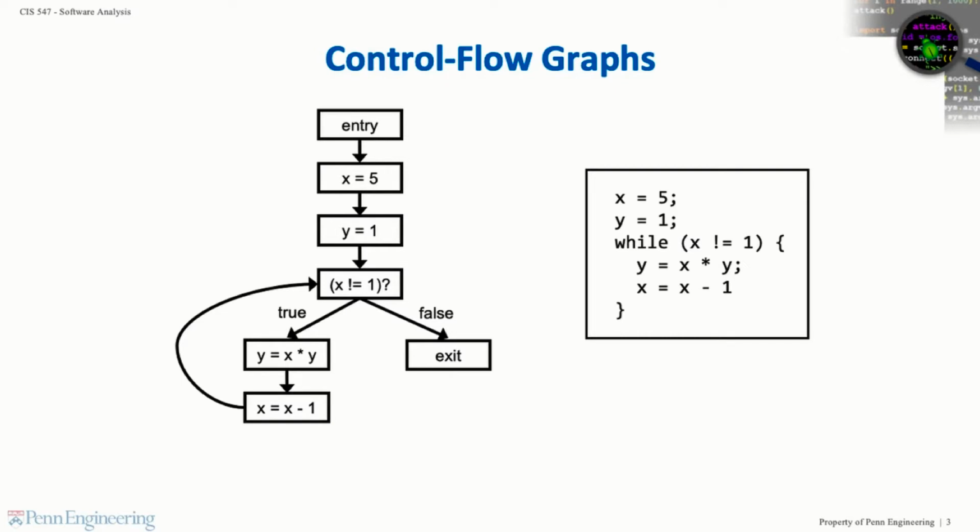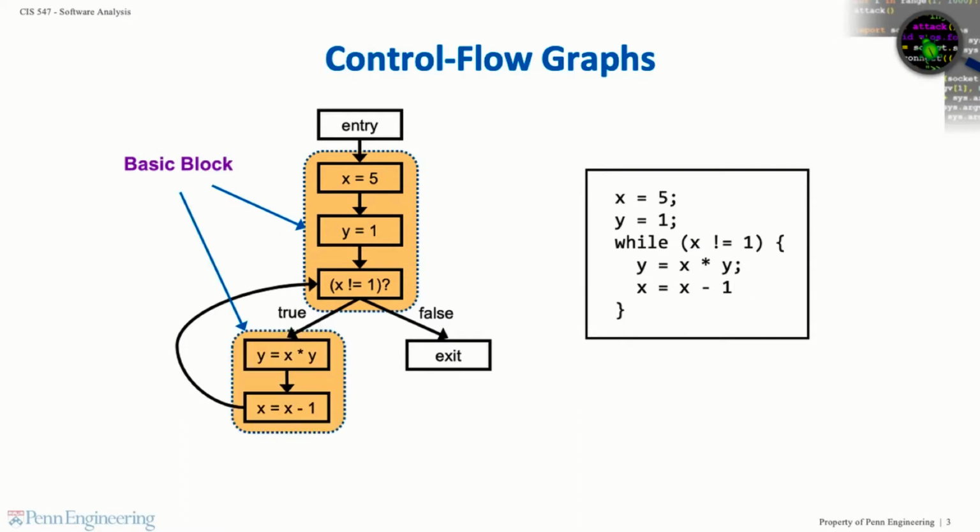In practice, a maximal straight line sequence of primitive statements called a basic block constitutes a single node. For instance, the nodes corresponding to the assignments x is assigned 5, y is assigned 1, and the test x not equals 1 form one basic block. And the nodes corresponding to the assignments y is assigned x times y and x is assigned x minus 1 form another basic block. We will use these two representations interchangeably.